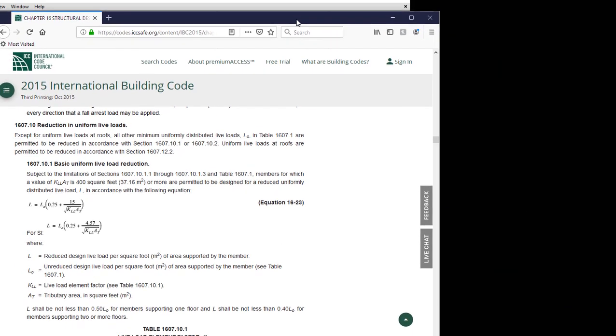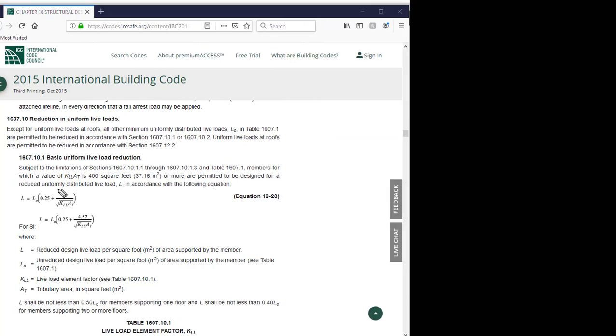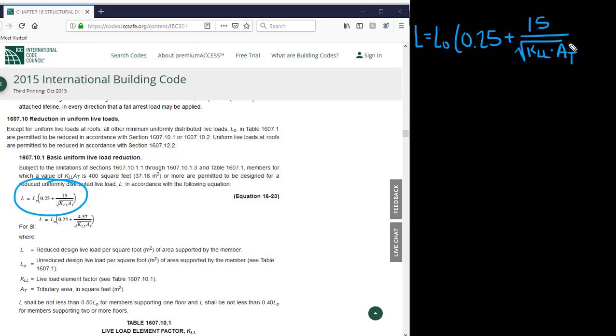And here we see the concept of uniform live loads introduced in the IBC. And it has a formula given down here, where the reduced live load is going to equal the original live load times 0.25 plus 15, and then they give this square root of KLL times AT. And this KLL times AT is our area of influence.